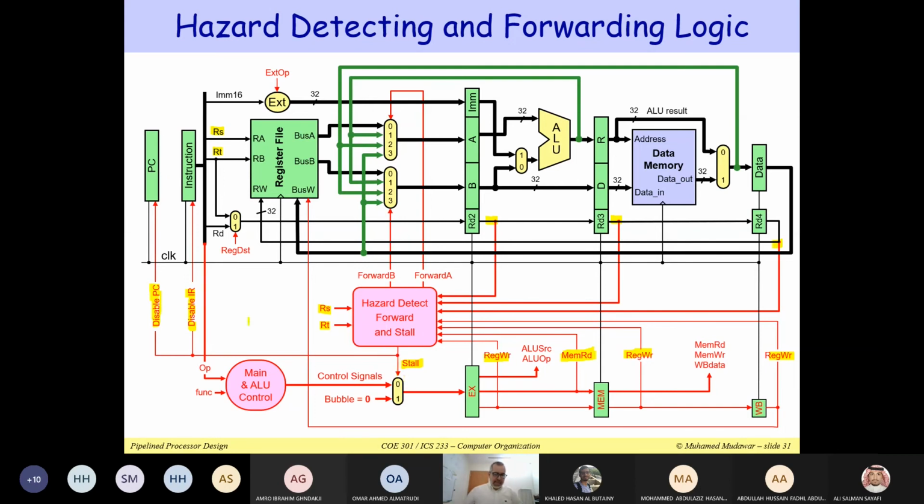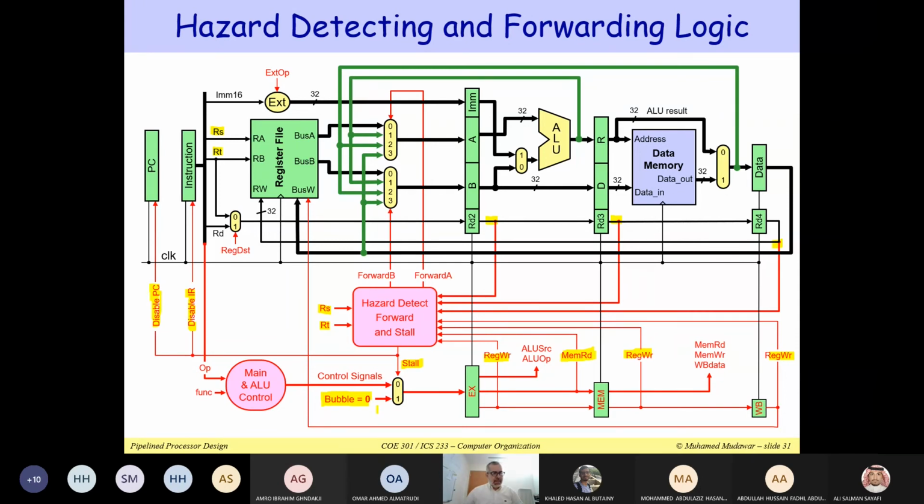And at the same time, while we are disabling the PC and the instruction register, we are injecting a bubble. Now, what is a bubble? It is just actually an instruction that has 0 control signals. So it's not the instruction itself which is being propagated. No, it's just control signals. So the control signals here are going to indicate that this is a bubble.